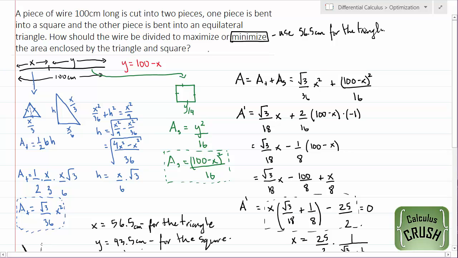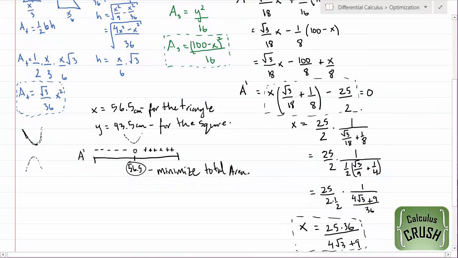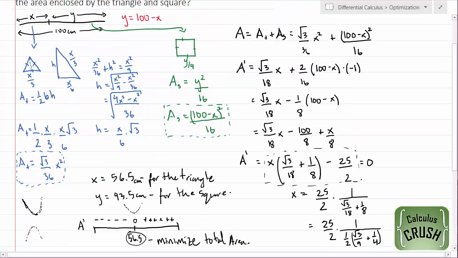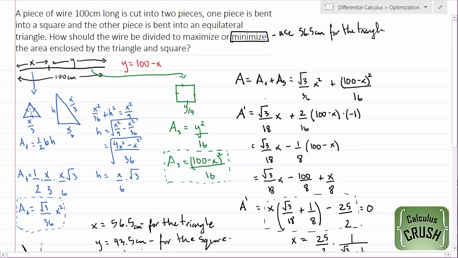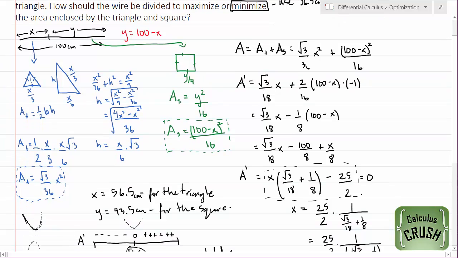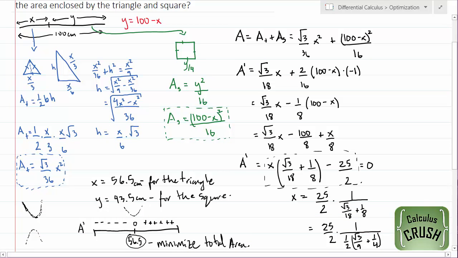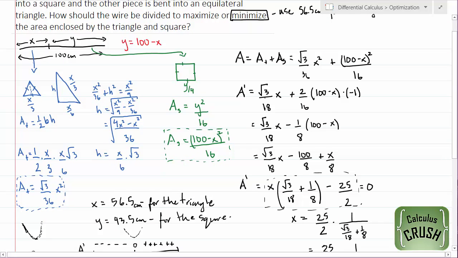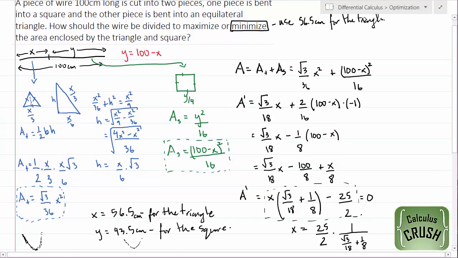Now, what about maximizing it? With this equation here, when we set the derivative equal to 0, it only gave us one value. It only gave us x equals 56.5. It only gave us the minimum. So how do we figure out what the maximum is? We haven't tested the limits of the domain yet. What are the possible values of x? The limits of them. Well, we could use nothing for the triangle.